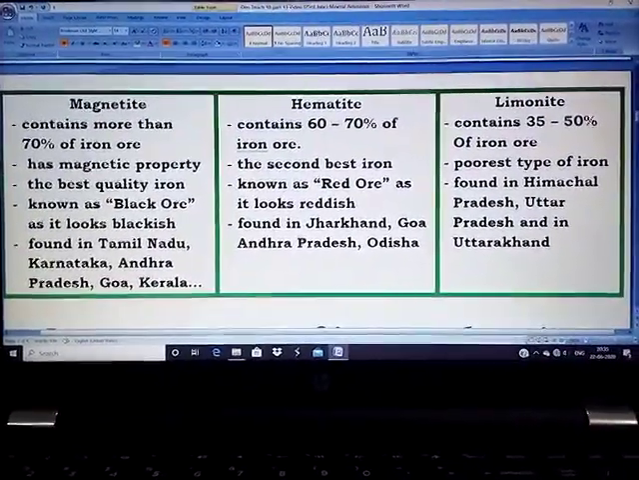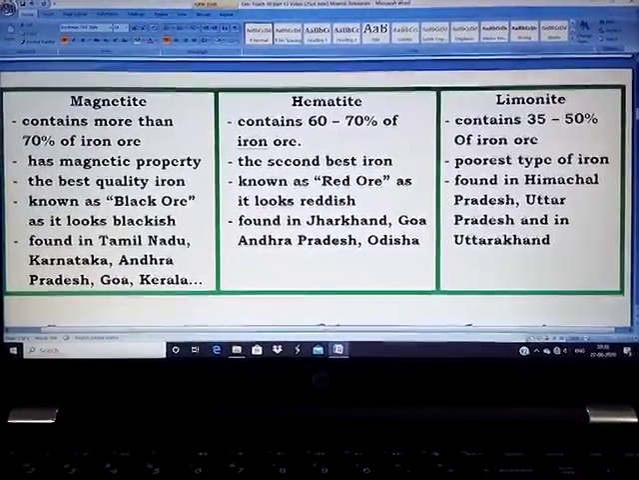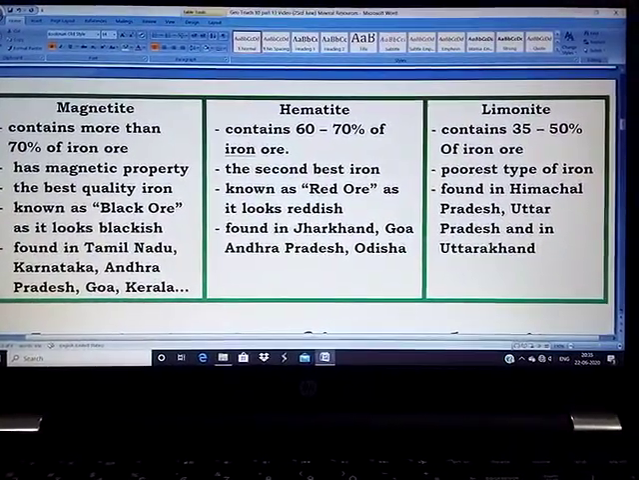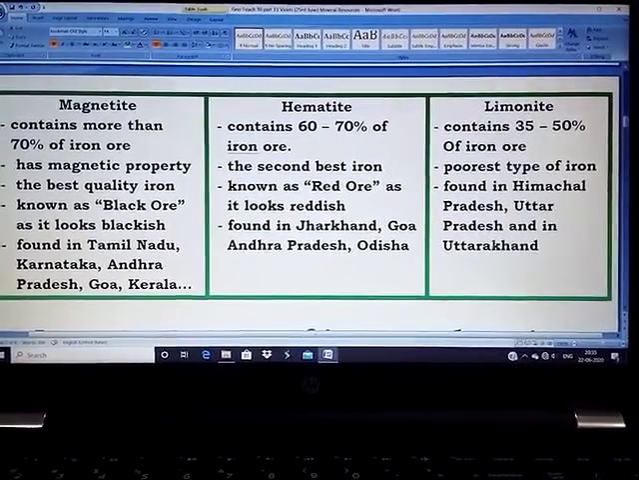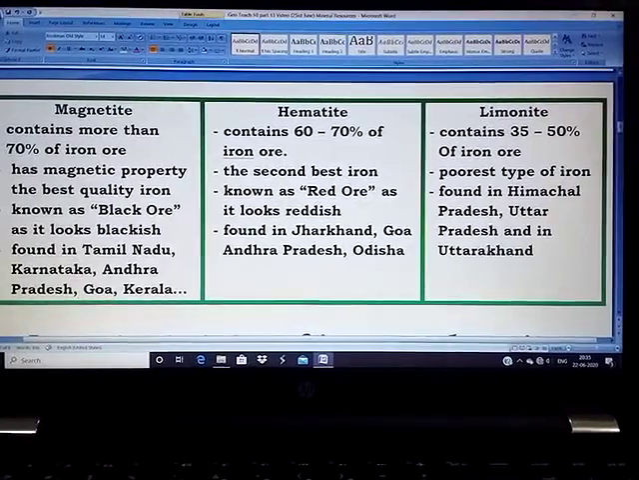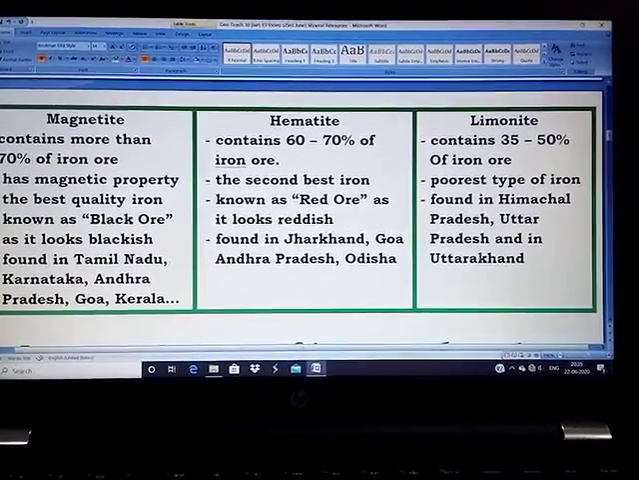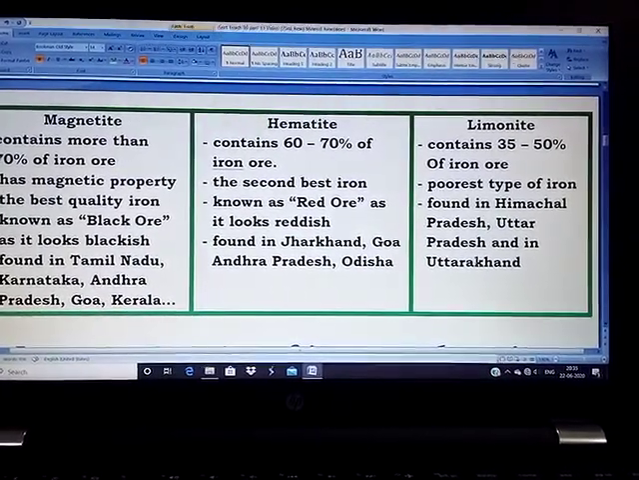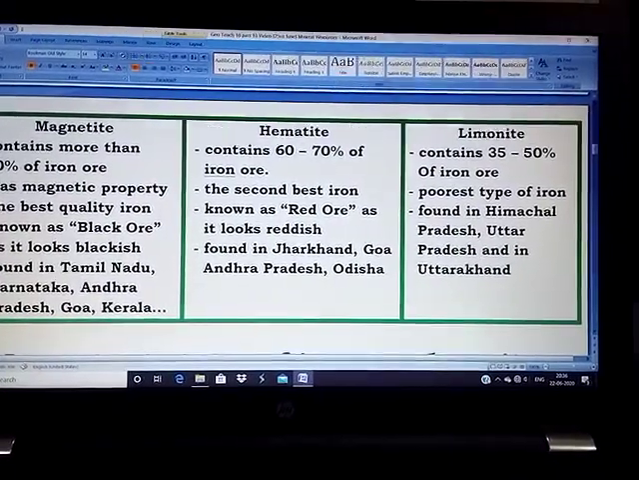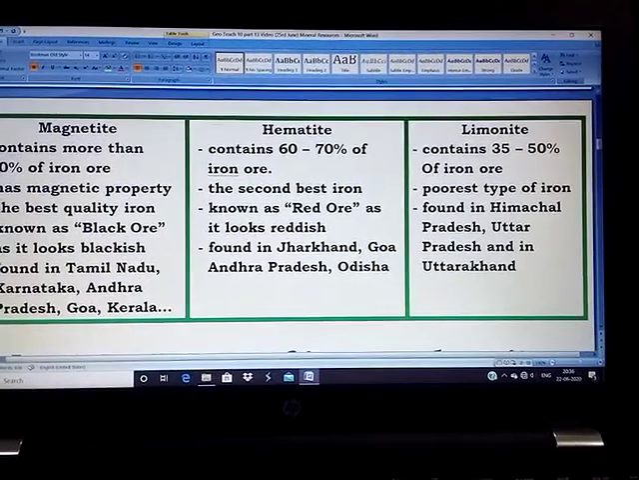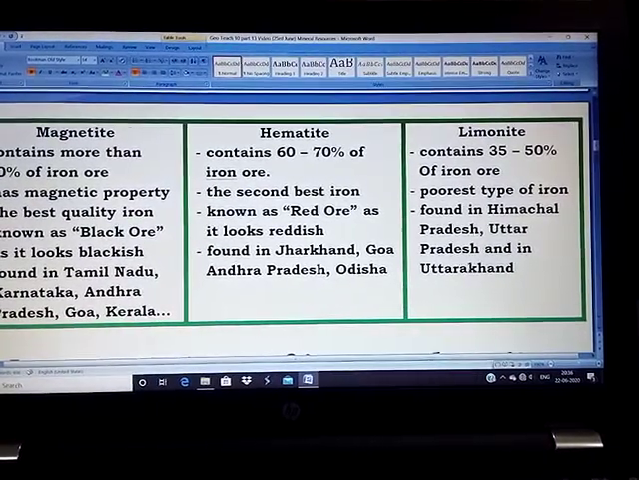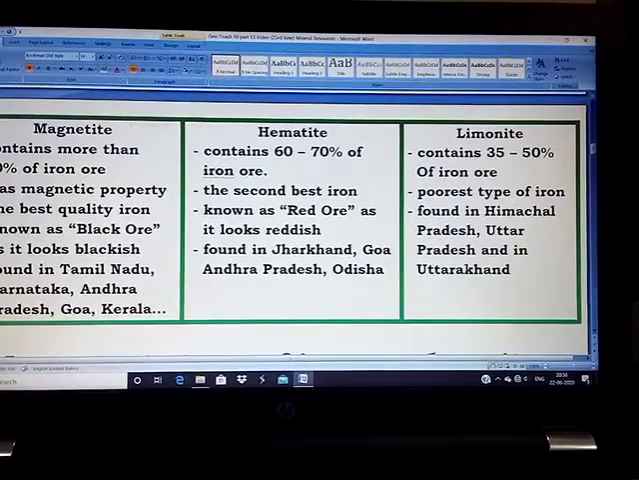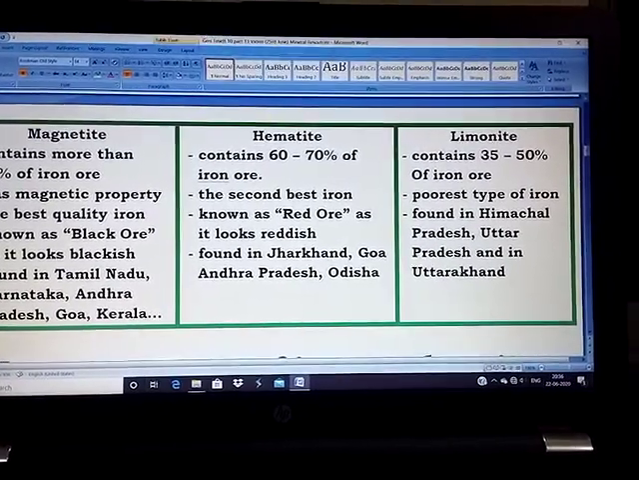This type of magnetite, the best quality of iron ore, is mostly found in Tamil Nadu, Karnataka, Andhra Pradesh, Goa and Kerala. Hematite contains from 60 to 70% of iron ore. It is the second best iron. This is known as red ore because it looks reddish in color. Hematite is found in Jharkhand, Goa, Andhra Pradesh and Odisha. And there is a lower quality of iron ore, between 35 to 50% of iron, the poorest type, found in Himachal Pradesh, Uttar Pradesh and Uttarakhand.